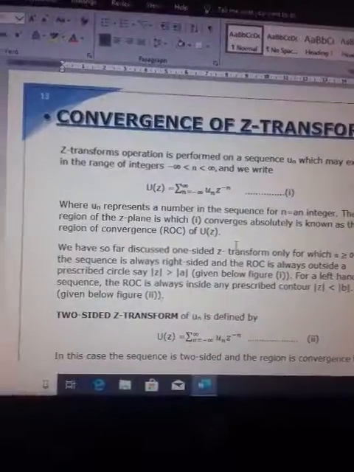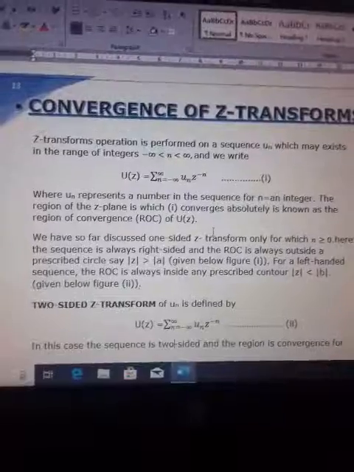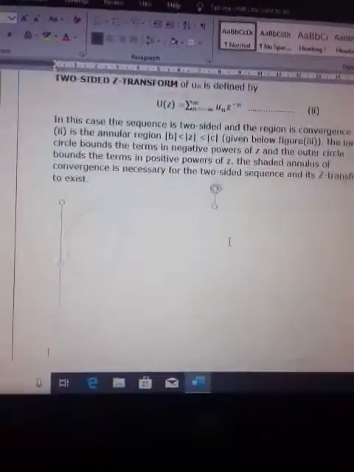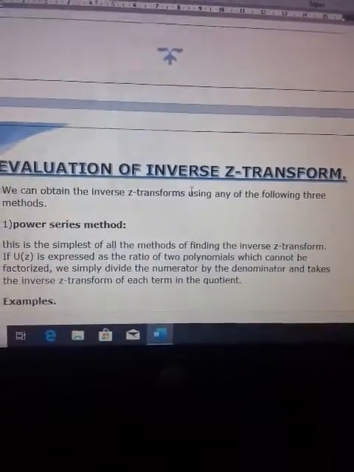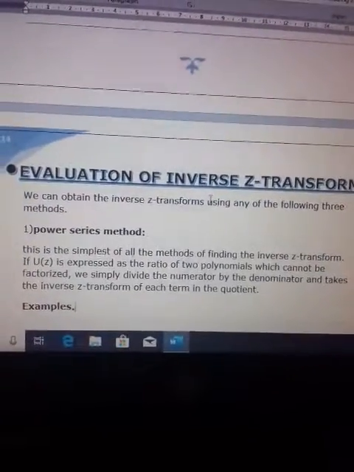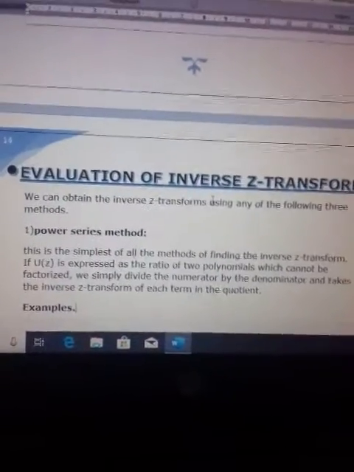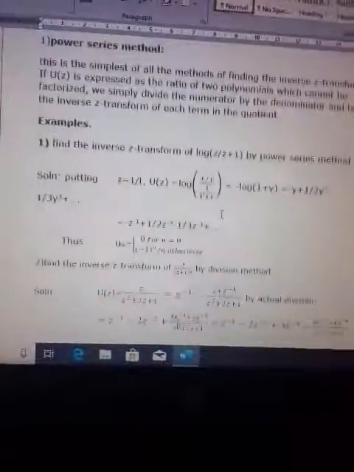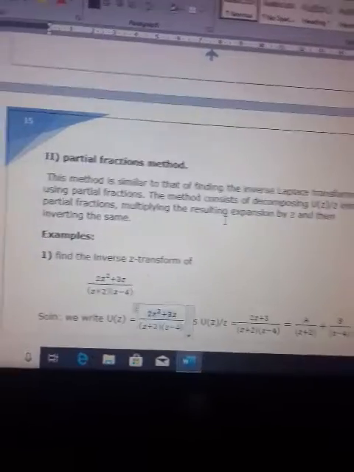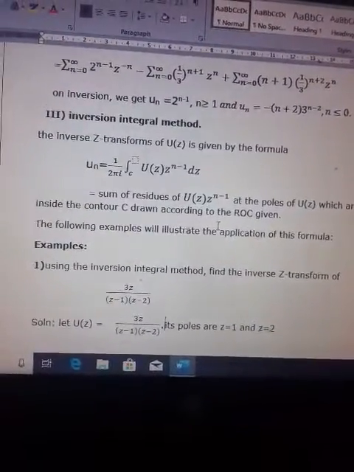Convergence of the Z transform, that is the one-sided Z transform and two-sided Z transform, with complete details I had done here. Another one is evaluation of the inverse Z transform. We obtain the inverse Z transform using these three methods: the power series method, done with example; the partial fraction method; and the inversion integral method. I have done examples.